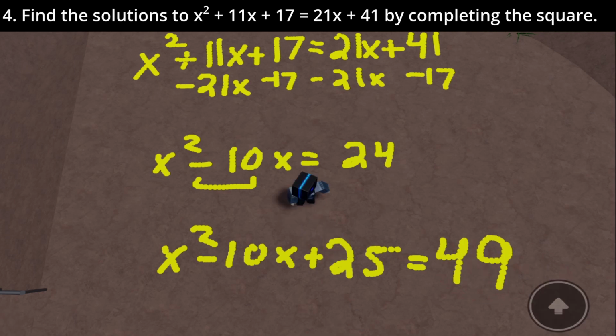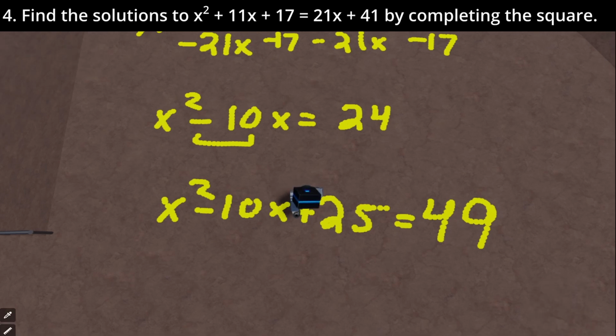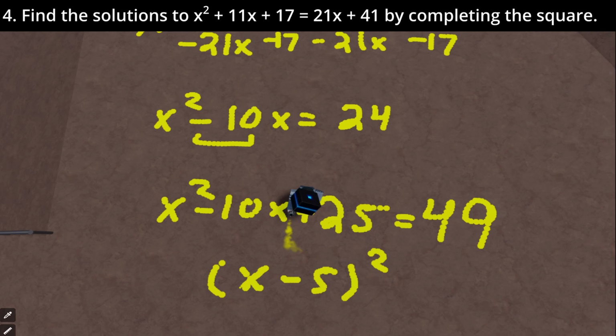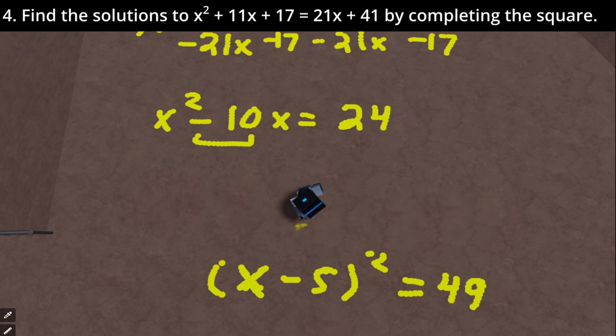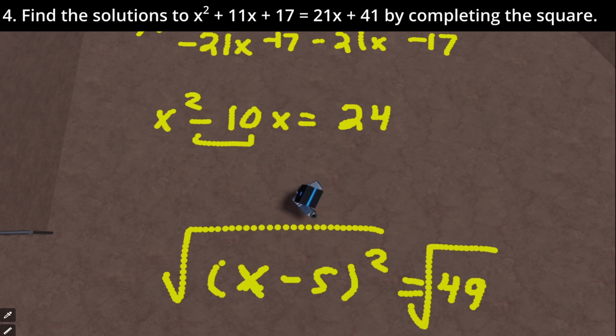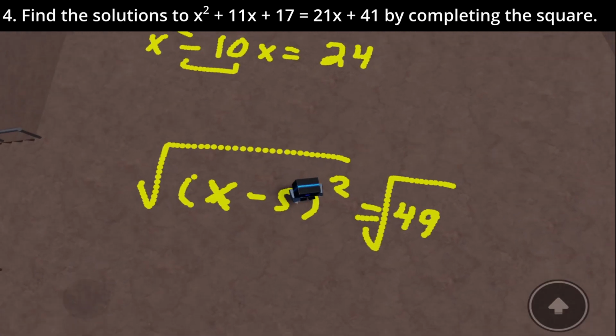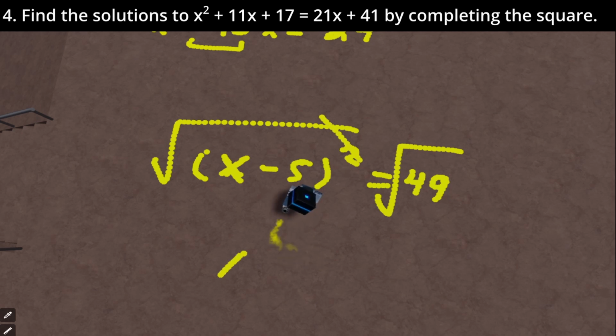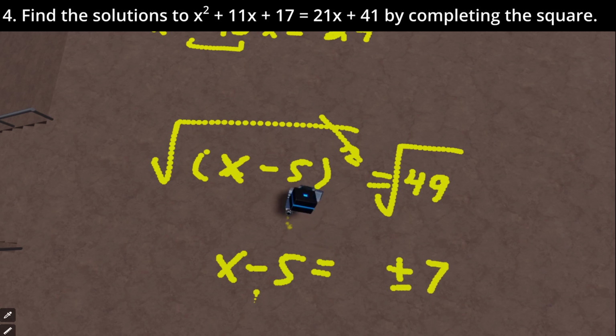And now let's factor this. x squared minus 10x plus 25 factors as x minus 5 squared. The quick trick is you just take your middle coefficient of minus 10 and divide it by 2 to get minus 5. And this is equal to 49. Let me erase all this stuff here. And then now we're ready to take a square root. So just take the square root of both sides to cancel out that squared. And then the square and the square will cancel here, and left with x minus 5 is equal to, the square root of 49 is going to be plus or minus 7. And then let's add 5 to both sides.